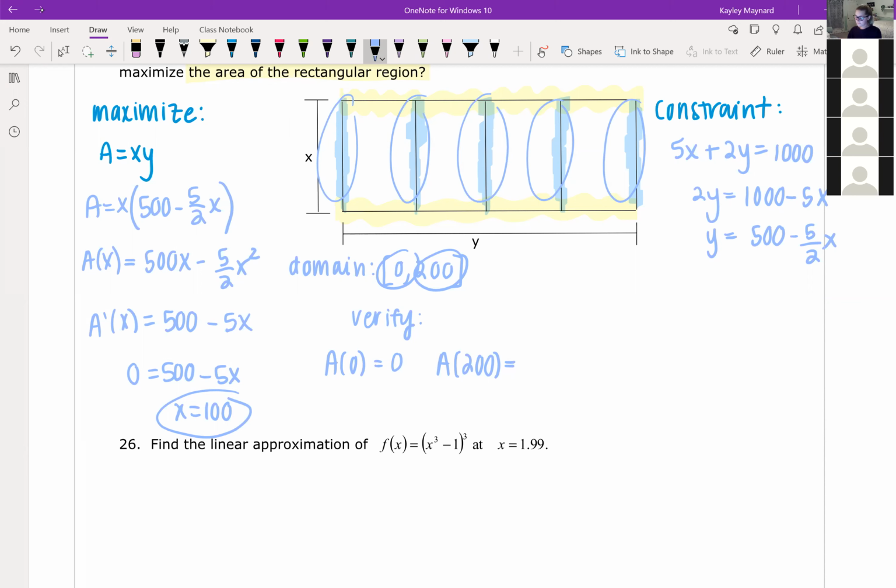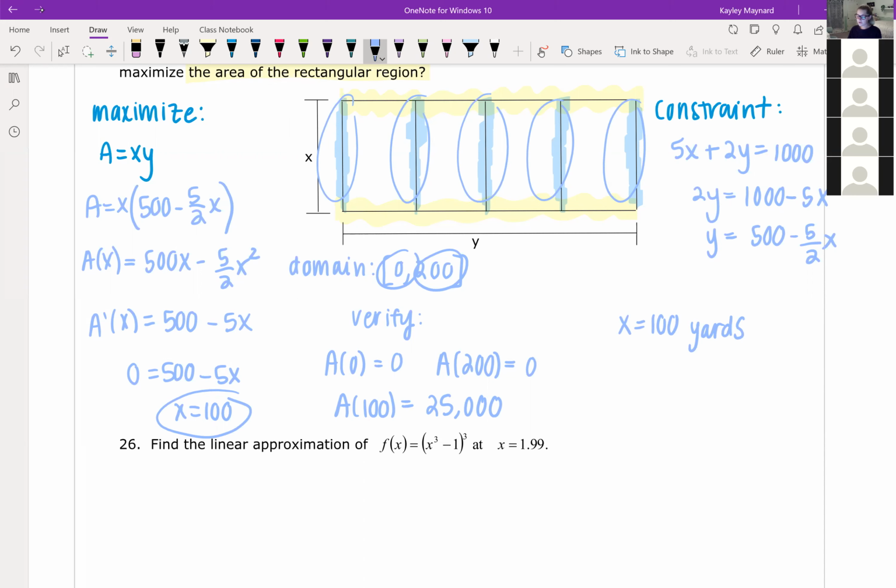Yeah. And then let's do A of 100. And A of 100, give me a second. $25,000. That is definitely the maximum output, which means that yes, x is the maximum. So x is equal to 100 yards.